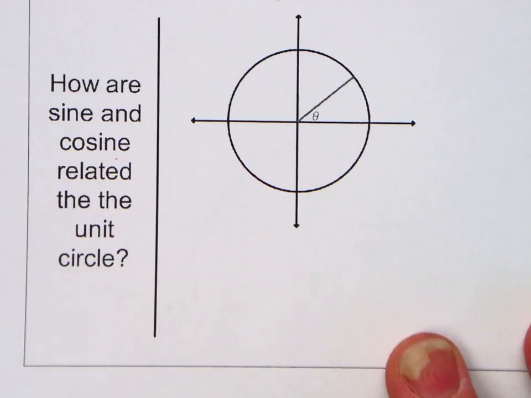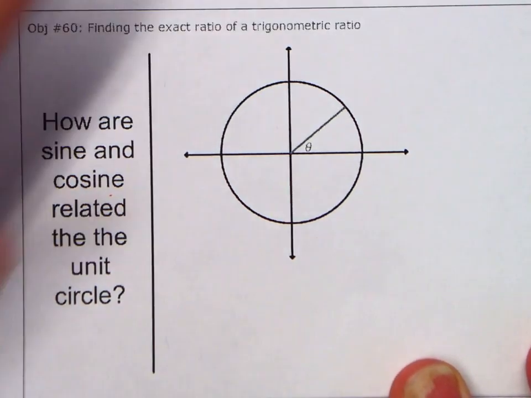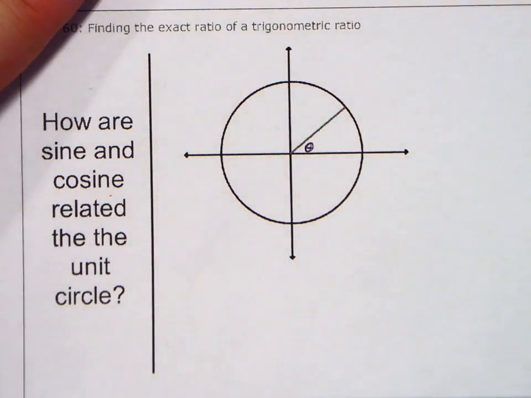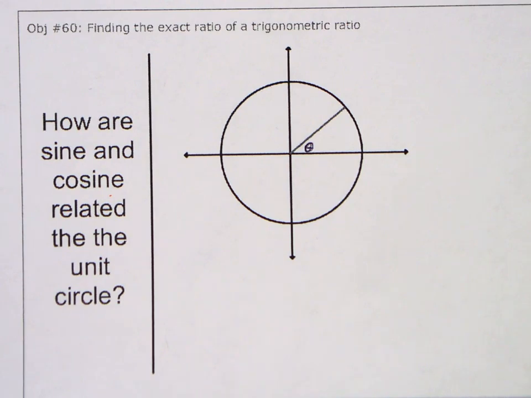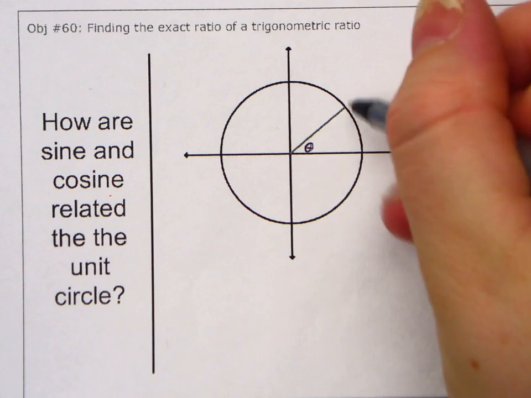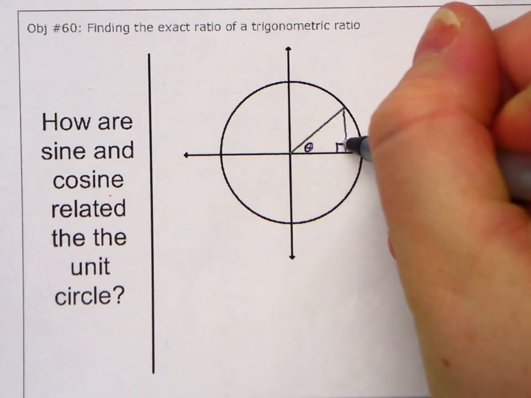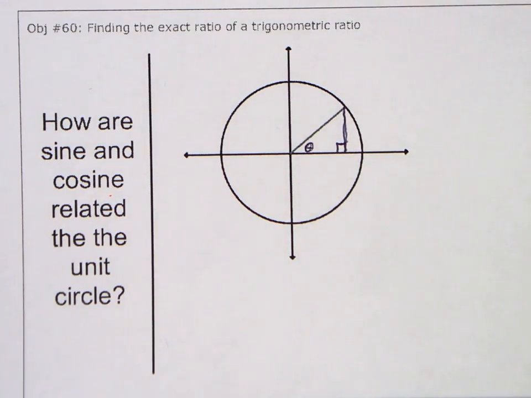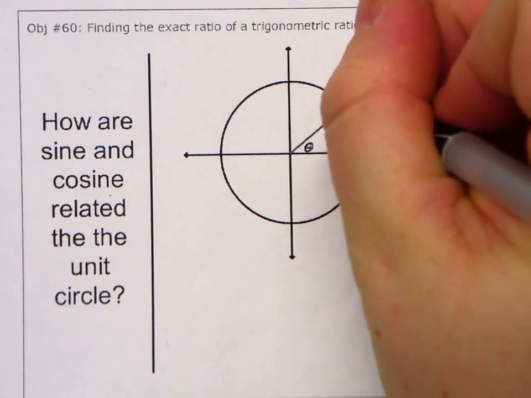Alright. How are sine and cosine related to the unit circle? Here's our theta, here's our angle. This is some angle. Do you see a triangle? Whenever we deal with sine and cosine, there's always a triangle. So there's not one here. So what we're going to do is drop the height. Notice the triangle touches the actual circle in only one spot, and that's right here. We're going to name that.